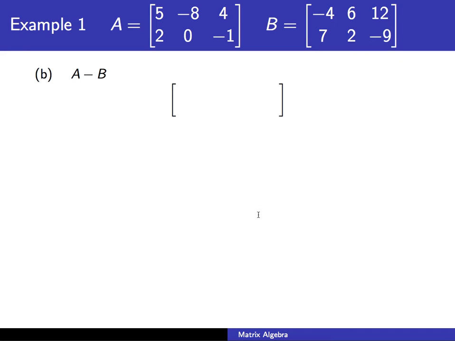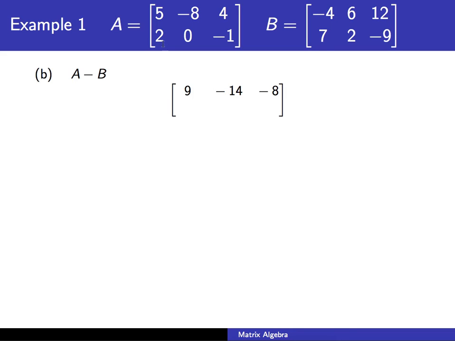Part B, A minus B. So instead of adding the elements, we're going to subtract them. So 5 minus negative 4 is 9 for our first row, first column. Negative 8 minus 6 is negative 14. And 4 minus 12 is negative 8. So in our first row, we have 9, negative 14, and negative 8.